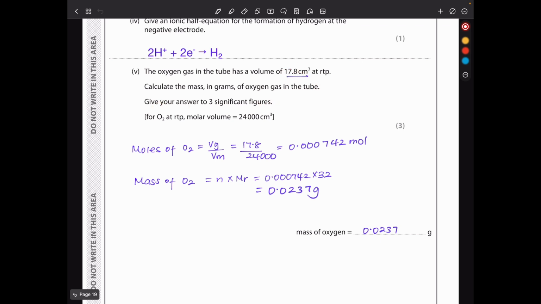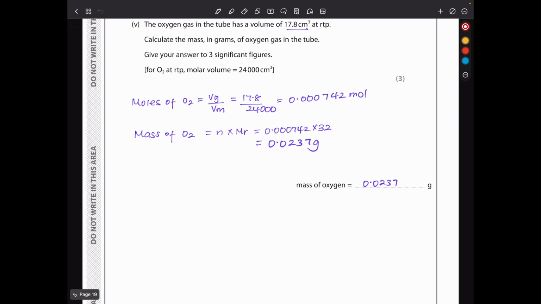So since we have the volume, the number of moles is going to be the volume of gas divided by that value, giving us 0.000742 mole. And then the mass of oxygen is going to be the number of moles times the MR, which is, because in this case we are looking at O2, an oxygen molecule, and we get 0.0237 grams.